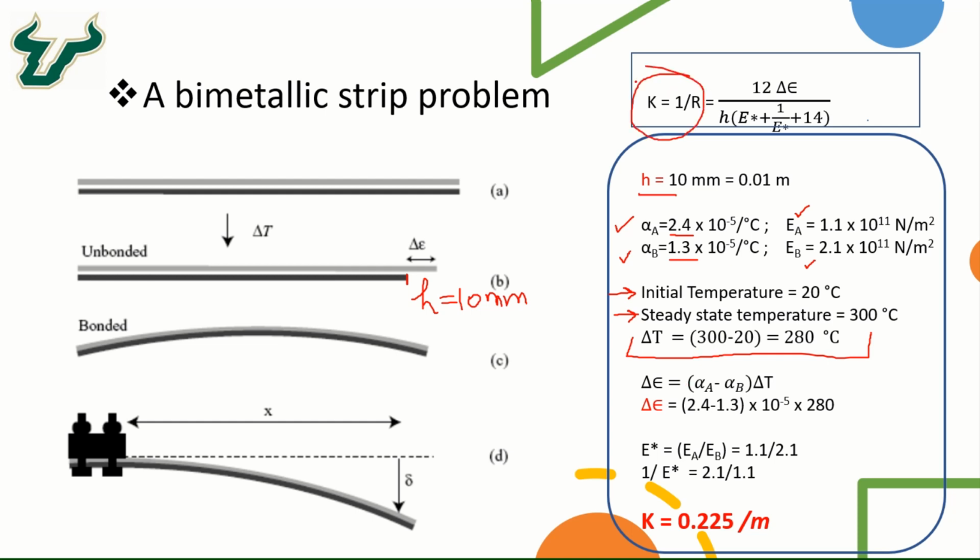If we plug these values into this equation to find the value of k, we will find that k is equal to 0.225 per meter. So that is the theoretical calculation that we have, and now let's take a look at the SolidWorks simulation. In the SolidWorks simulation, what we are going to be doing is getting this value of delta once we set up the simulation, and then using that delta in the equation that we will look at in the next slide to compare with the curvature value of 0.225 in this case.